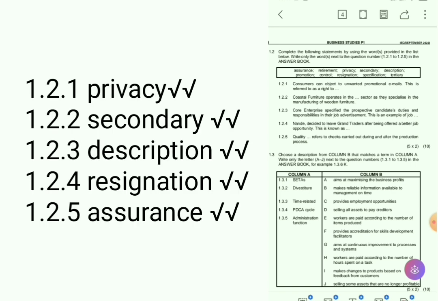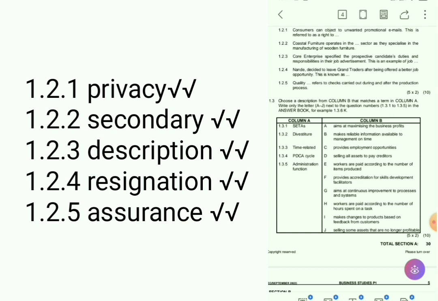1.2.5 Quality refers to checks carried out during and after the production process. Which one is this one? Quality, we're talking about quality now. Quality refers to checks carried out during and after the production process. This is assurance. The one that makes sense is assurance, not specification, not control, not promotion. It's assurance, quality assurance.